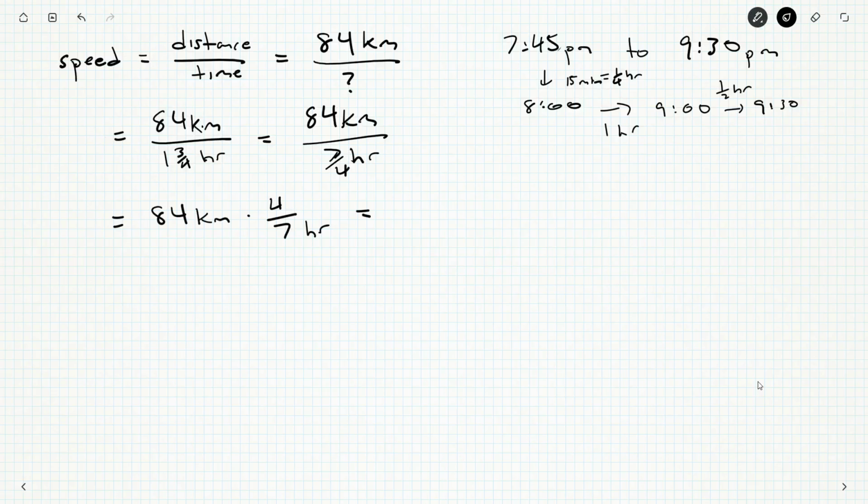84 over 7 is 12. 12 times 4 is 48. So he went 48 kilometers per hour.